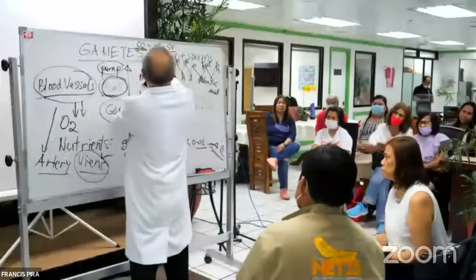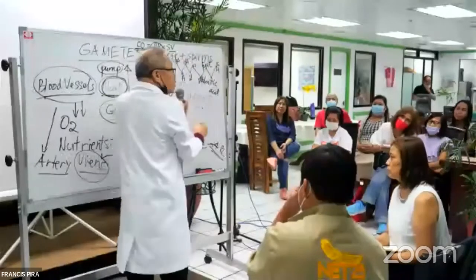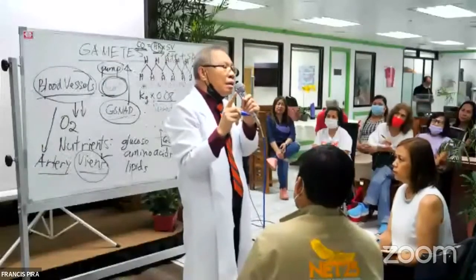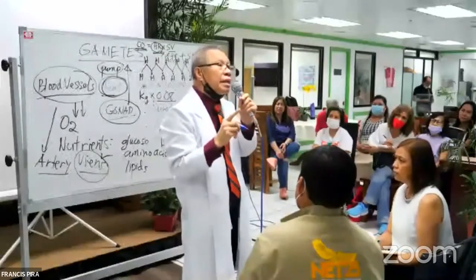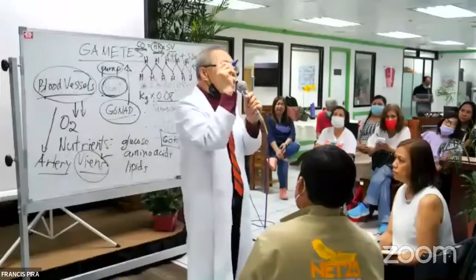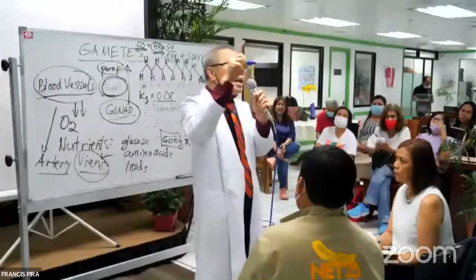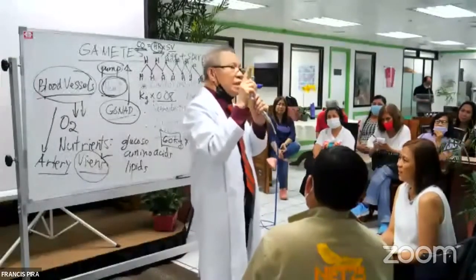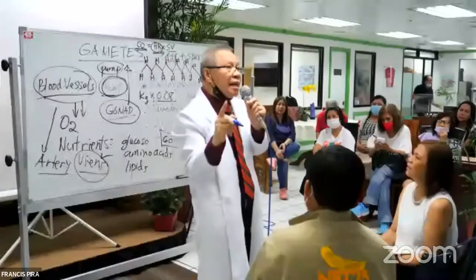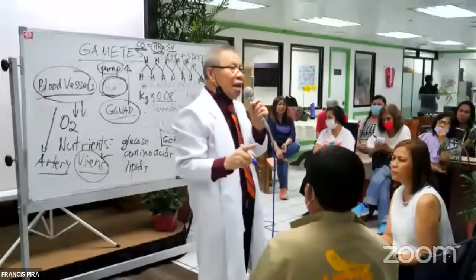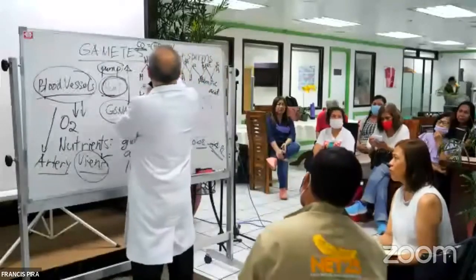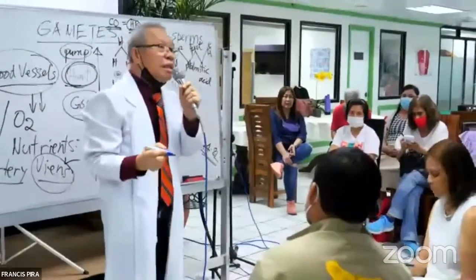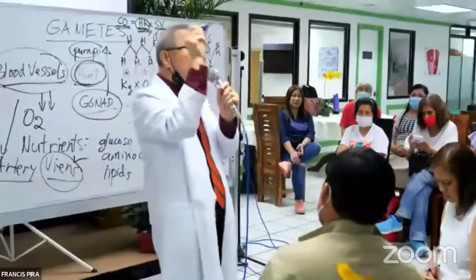Okay, so heart rate. What is the normal heart rate? It is between 70 to 100 beats per minute. The heart rate multiplied by the stroke volume equals your cardiac output. Now, why did I emphasize that?